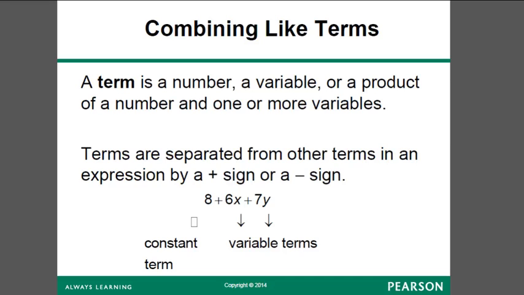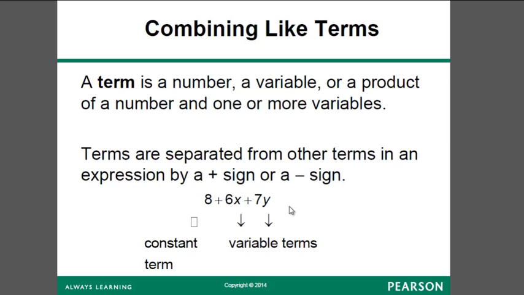A term is a number, a variable, or a product of a number and one or more variables. Terms are separated from other terms in an expression by a plus sign or a minus sign, such as here. Each one of these is a term, the 6x and the 7y. The 8 is what we consider a constant term. It does not have a variable in it. The 6x and the 7y are variable terms.